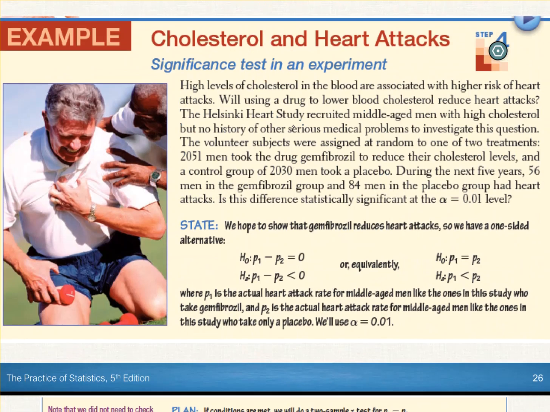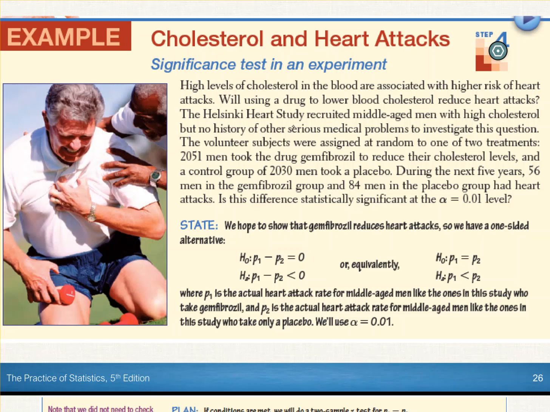So last example, high levels of cholesterol in the blood are associated with higher risk of heart attacks. Will using a drug to lower blood cholesterol reduce heart attacks? They recruited middle-aged men with high cholesterol but no history of other serious medical problems to investigate this question. So 2,051 men took the drug gemfibrozil to reduce their cholesterol levels, and a control group of 2,030 men took a placebo. During the next 5 years, 56 men in the gemfibrozil group and 84 in the placebo group had heart attacks. Is this difference statistically significant at the alpha equals 0.01 level?